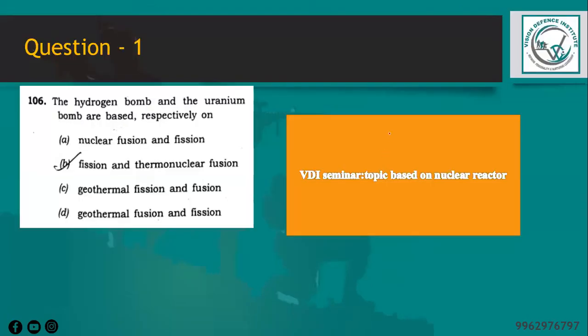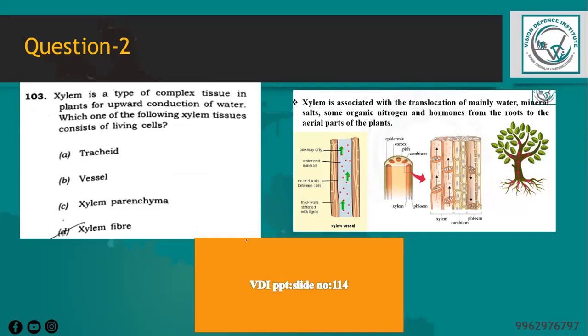So here comes the first question, that is hydrogen bomb and uranium bomb or base. These are topics which were suggested for the seminar and given to the students. Among these topics, the question has been reflected exactly the same, and the answer is fission and thermonuclear. Similar questions have also been replicated in the NDA pattern, in the NDA weekend test examinations which we have conducted.